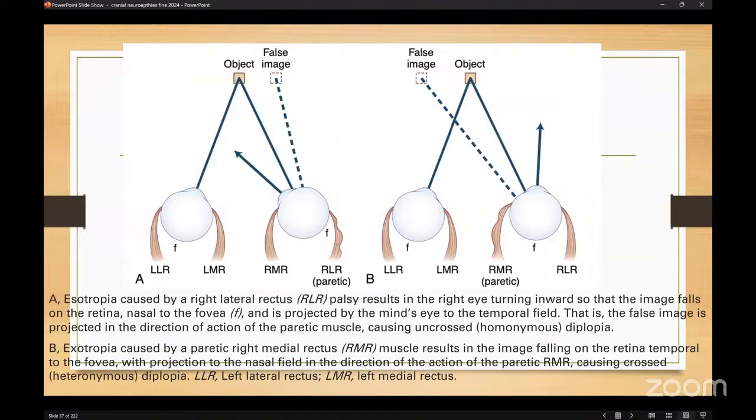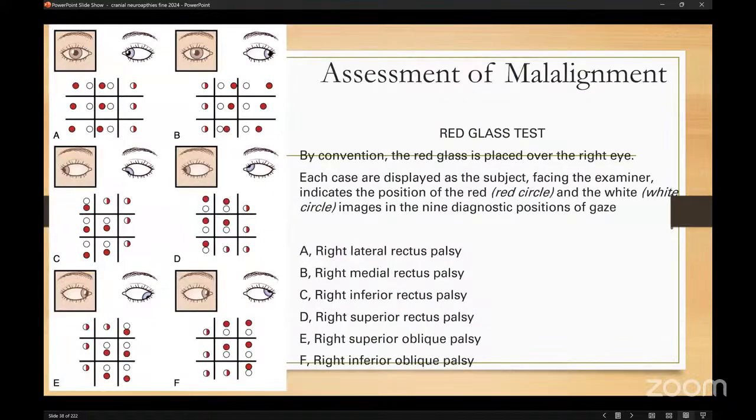Okay, so we have discussed diplopia. Whenever you are taking the history of diplopia, if somebody says horizontal diplopia, then you have to know whether it is a lateral rectus involvement or a medial rectus involvement. In lateral rectus involvement, the false image will fall on the temporal field, and in medial rectus involvement, the false image will fall on the nasal field. Okay. And in lateral rectus involvement, the diplopia is for the far objects, whereas in medial rectus, the diplopia is for the near objects. Okay.